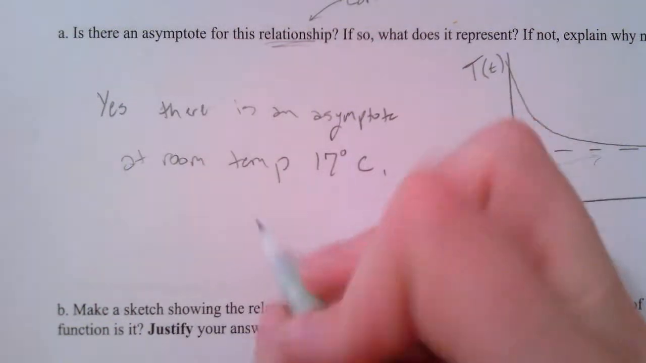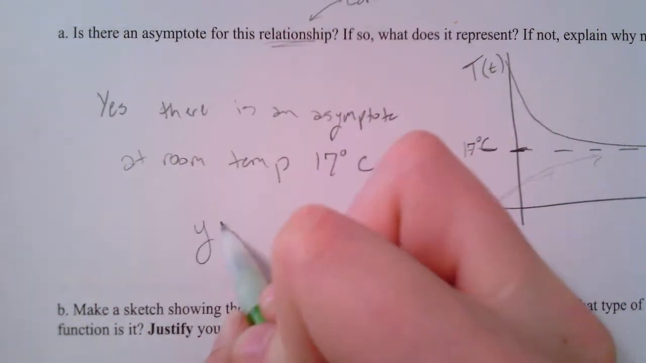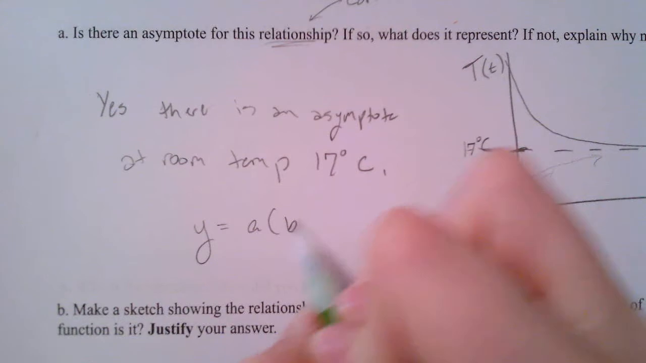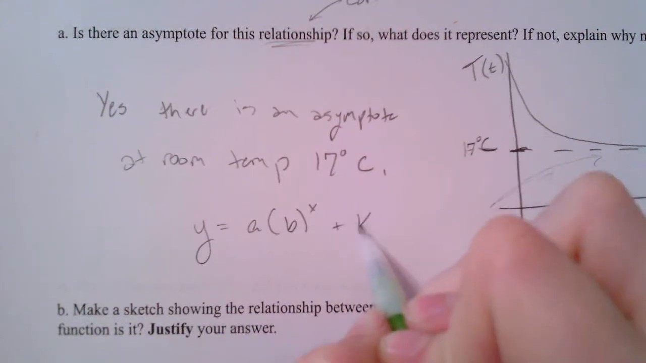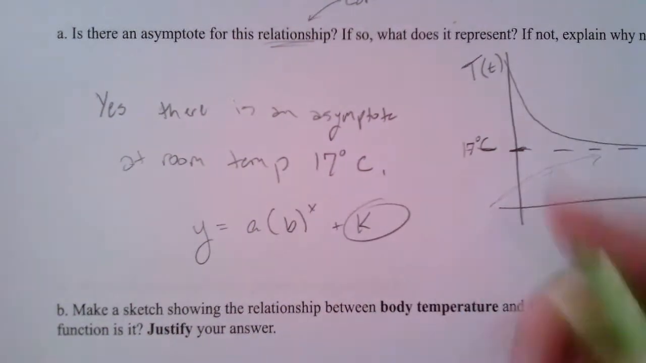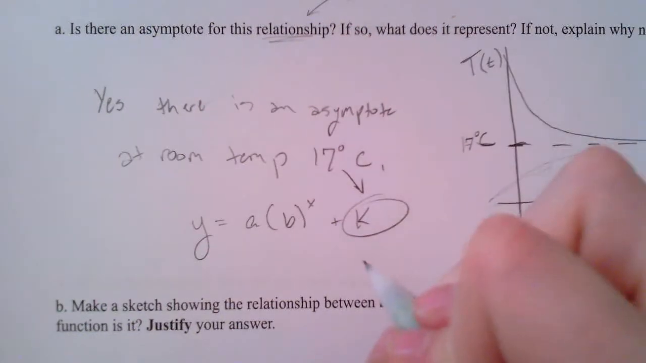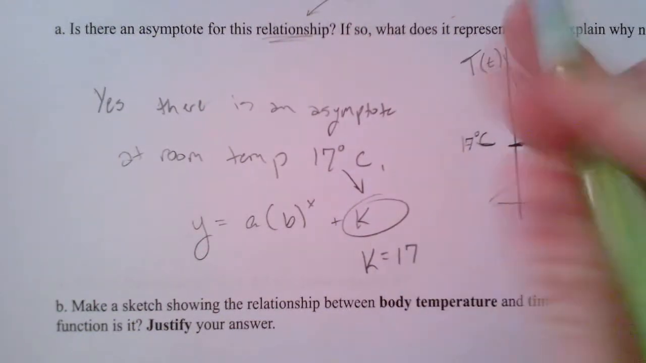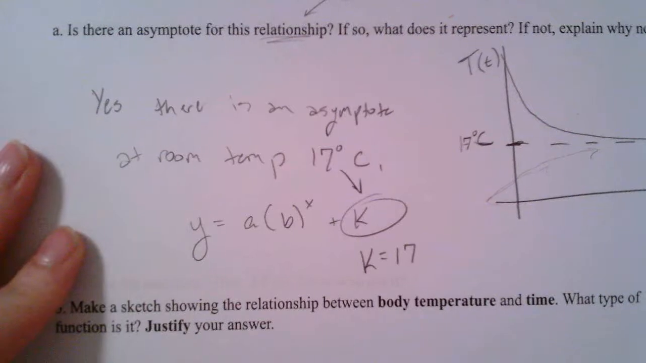Okay, so essentially, keep in mind that when I'm writing the equation for an exponential function, my asymptote is this plus k value right here. So that 17 degrees is going to be our k value. We're going to want to keep that in mind as we start building our function.